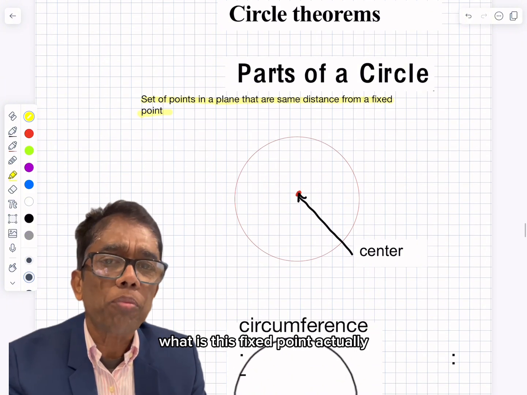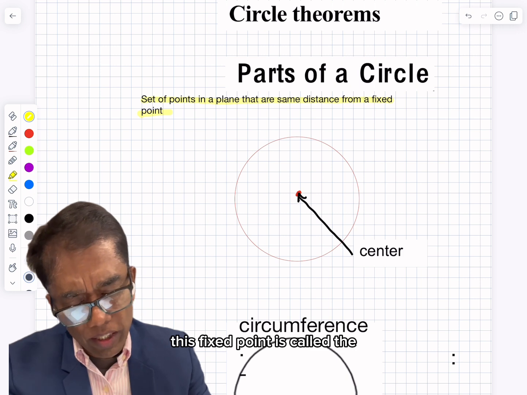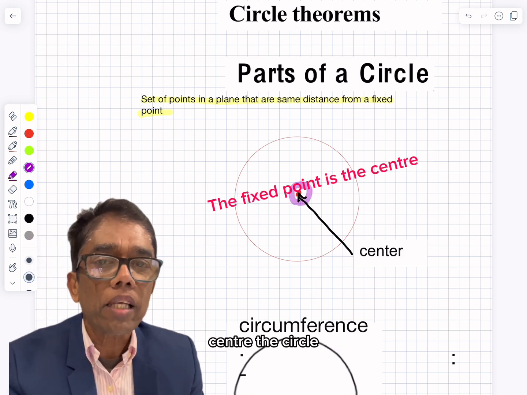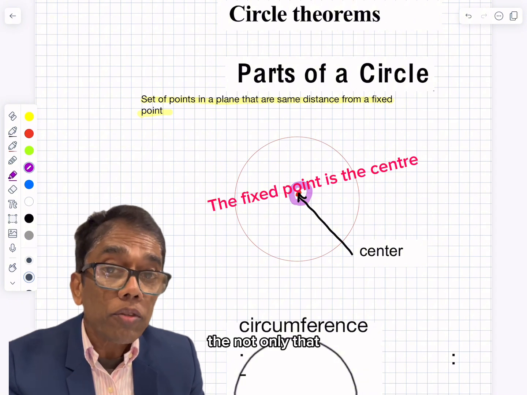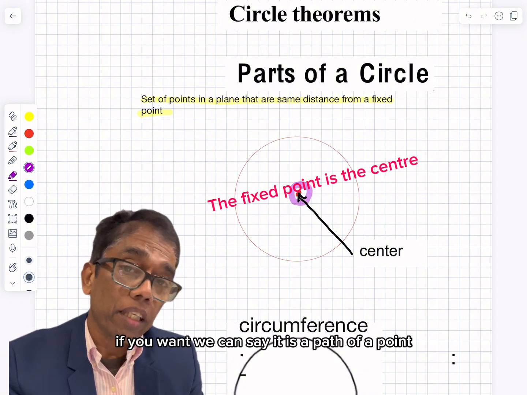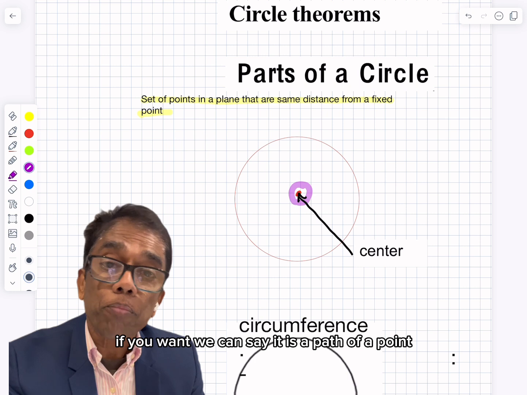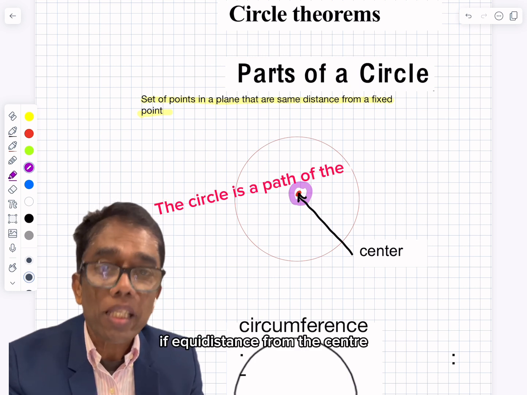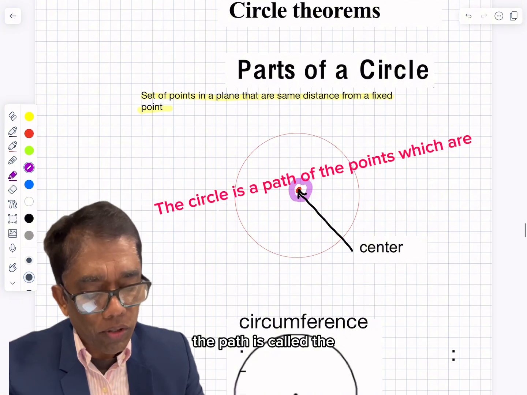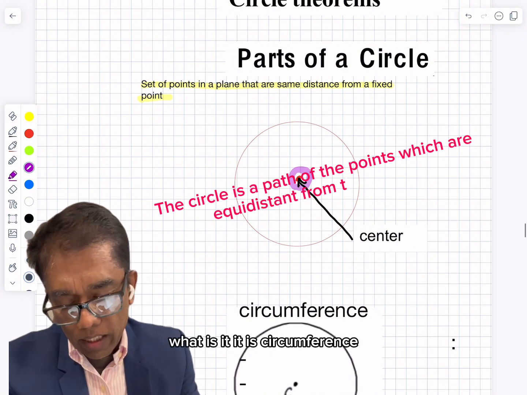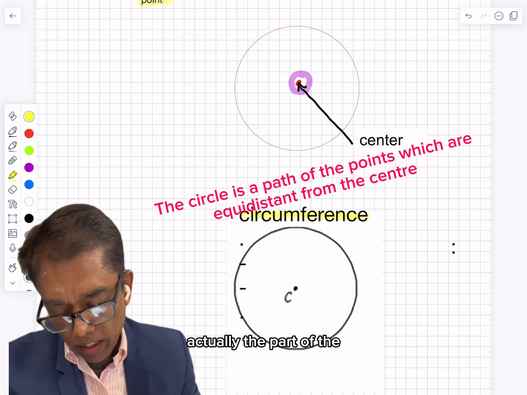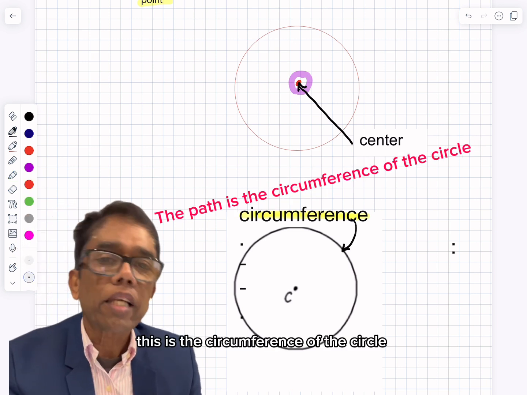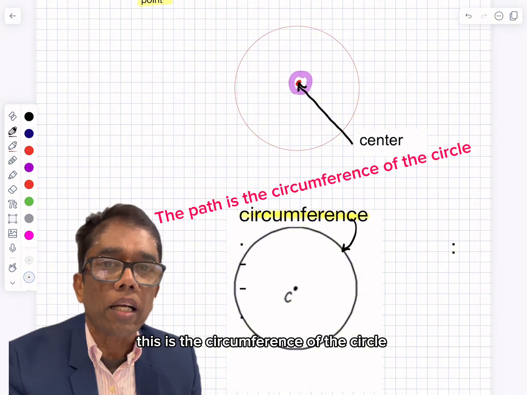What is this fixed point? Actually, this fixed point is called the center of the circle. Not only that, if we want, we can say it is the path of a point equidistant from the center. The path is called the, what is it? It is the circumference. Actually, the path of this is the circumference of the circle.